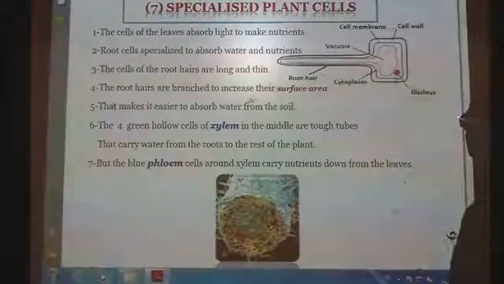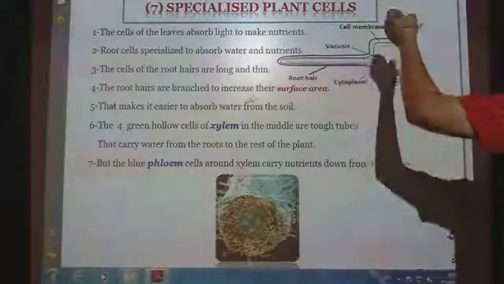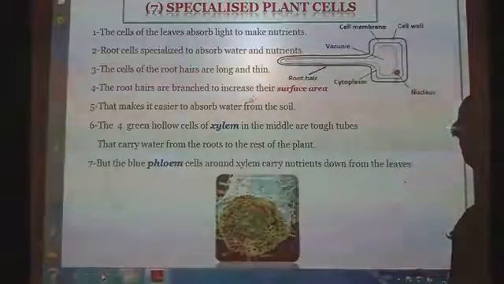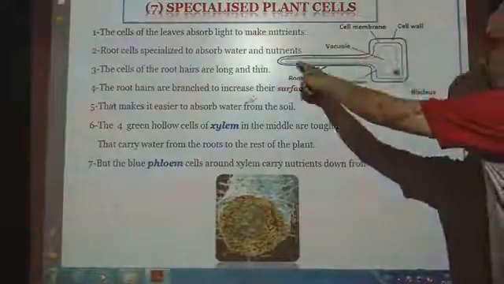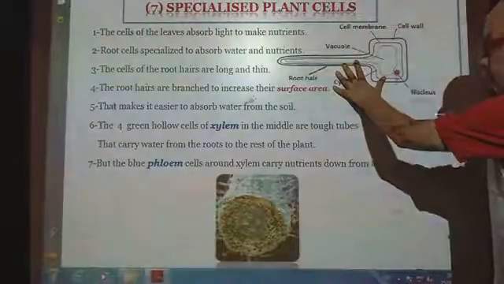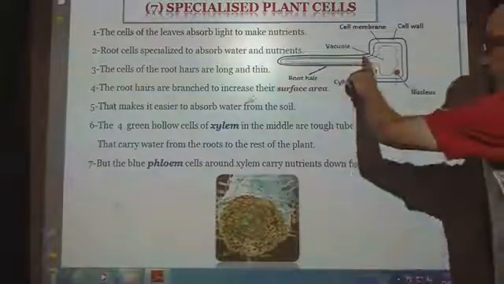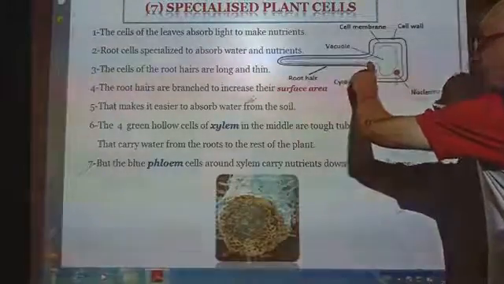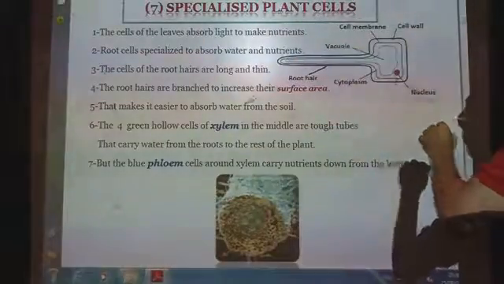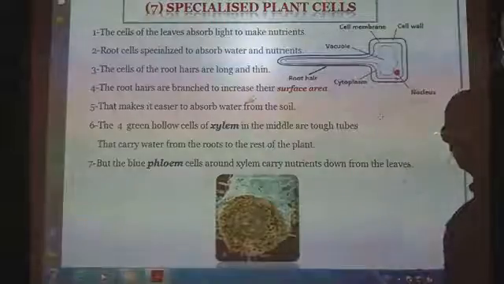The cells of the leaves above the soil absorb light energy from the sun by chloroplasts. The root cells have a special shape called root hair cells. They look like a hair. If you look at the root hair here, you can observe that they are tall and thin to increase the surface area for absorbing more water from the soil.